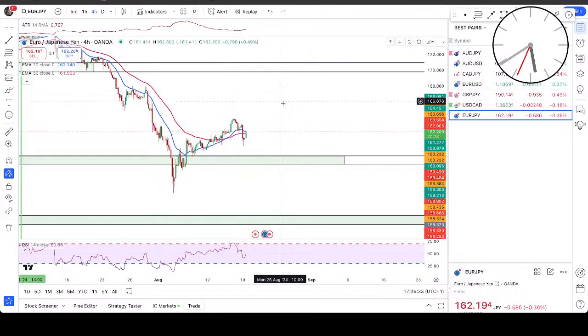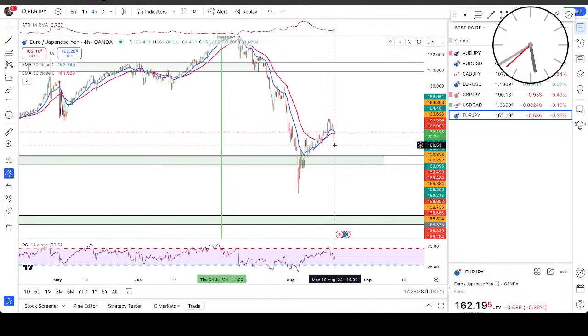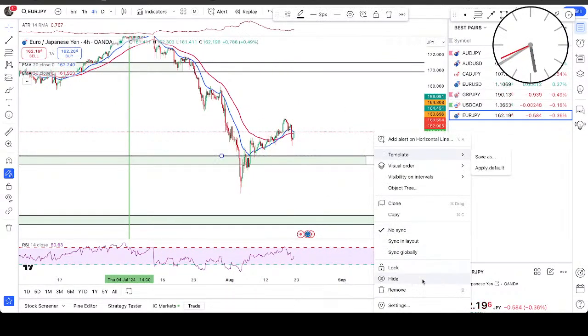Then we have Euro Japanese Yen. We have a level below which is not the strongest level, so I'm going to remove this level to avoid any distractions.